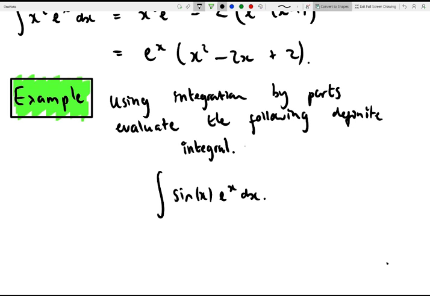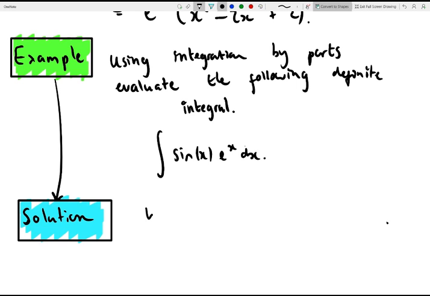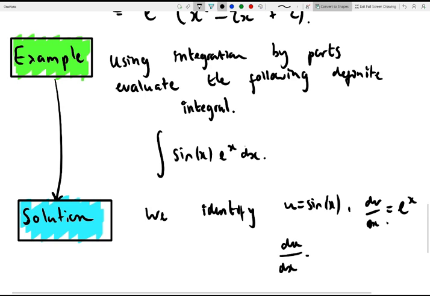And you might think, well, I don't know how to solve this, because usually I differentiate the polynomial section so that it gets simpler and integrate the other bit. But actually it doesn't matter which bit you differentiate or integrate in this. So again, we identify u to be sine of x and dv by dx is e to the x. Then differentiating, we get du by dx is cos of x and v is e to the x.